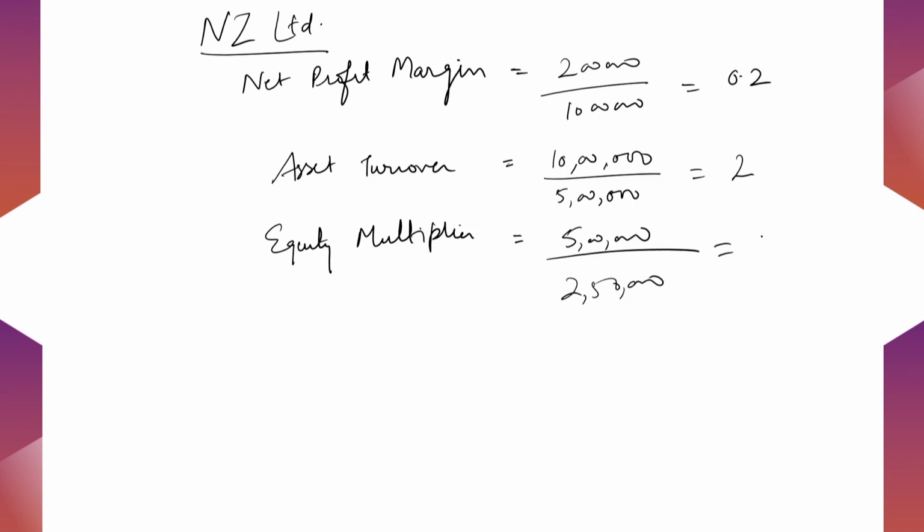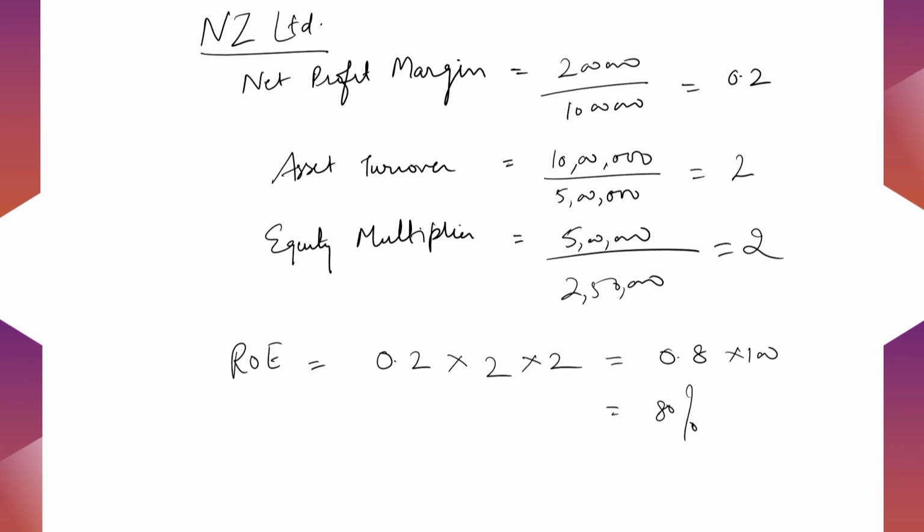So it comes to 2. Now we can compute the ROE for NZ Limited, which will be the multiplication of all the three components we computed, that is net profit margin, asset turnover and the equity multiplier. So we reach the figure of 0.8. Because ROE is to be computed in percentage, we multiplied this value with 100 and we got that the ROE of NZ Limited is 80%.